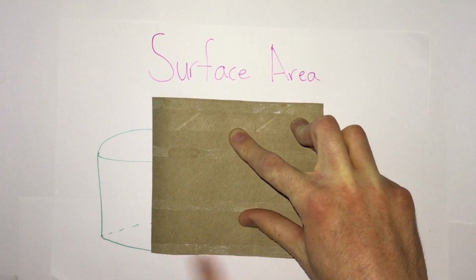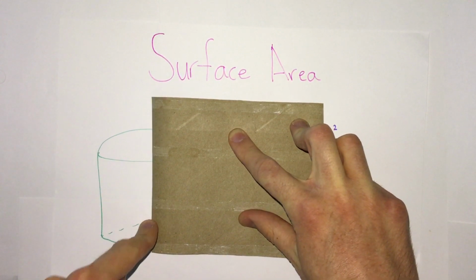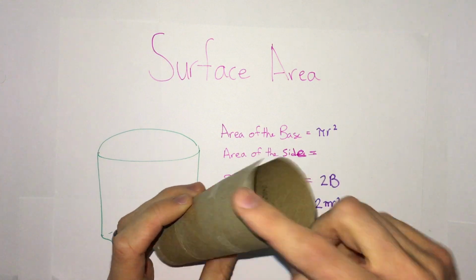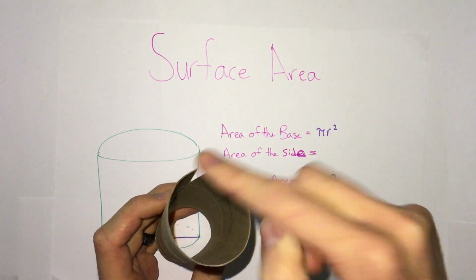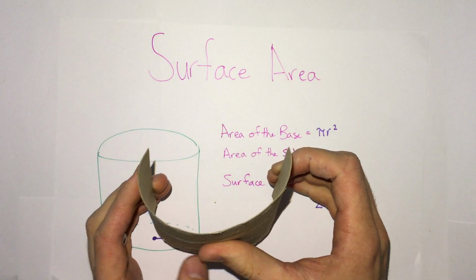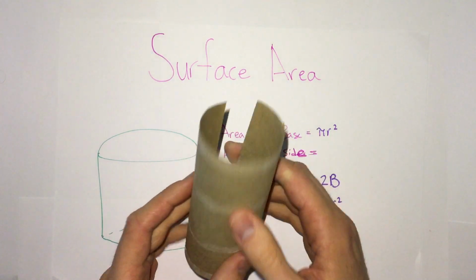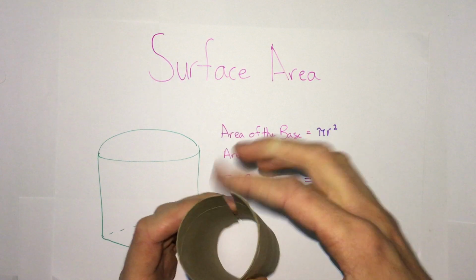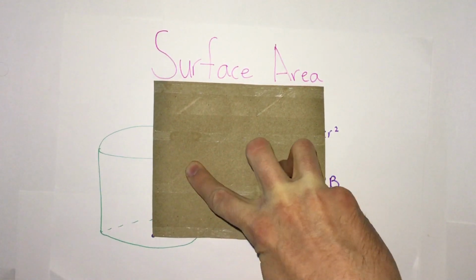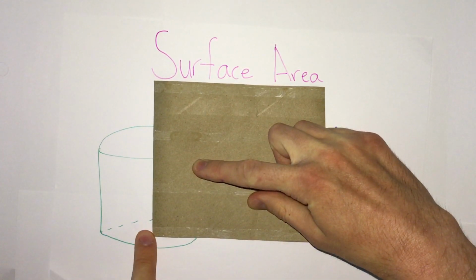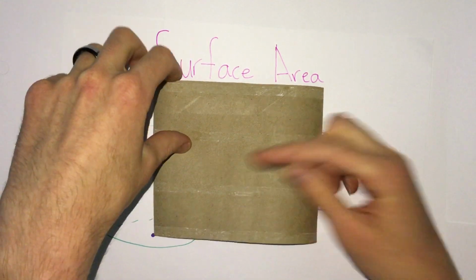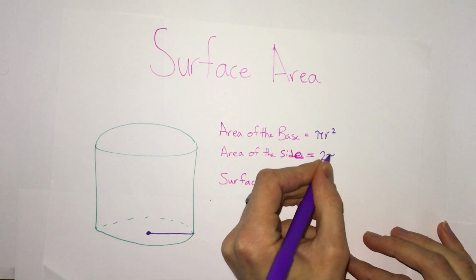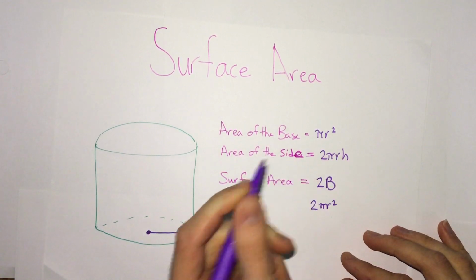But what is this base? We already know the height is just the height of our cylinder. But the base is the distance around the circle. If we're talking about a circle, the distance around a circle is circumference. That's 2 times pi times r. So that means the area of this is 2 pi r times h. So the area of the side is 2 pi r h.